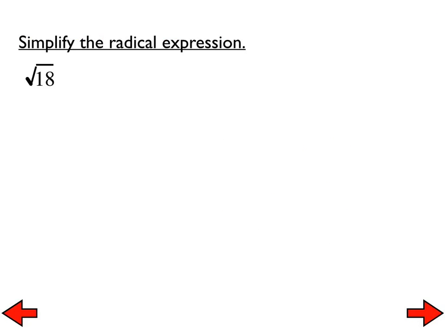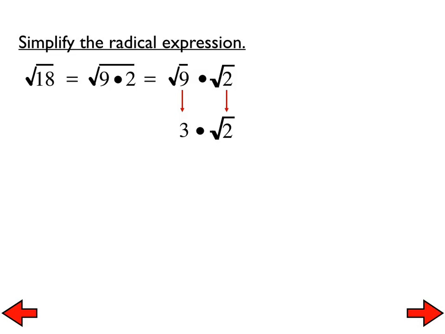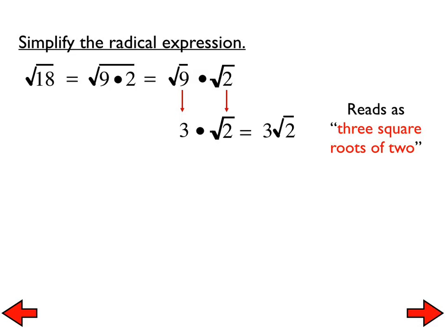Okay? All right. So, square root of 18. I want to break this up into two numbers that multiply together to make 18. One of them I want to be the largest perfect square that will go into 18. What's the largest perfect square that will go into 18? 9. So we're going to break 18 up into 9 times 2, which means that breaks up into the square root of 9 times the square root of 2. And we can simplify the square root of 9. That's why we did this. It is 3. So the square root of 18 simplifies to 3 square roots of 2.